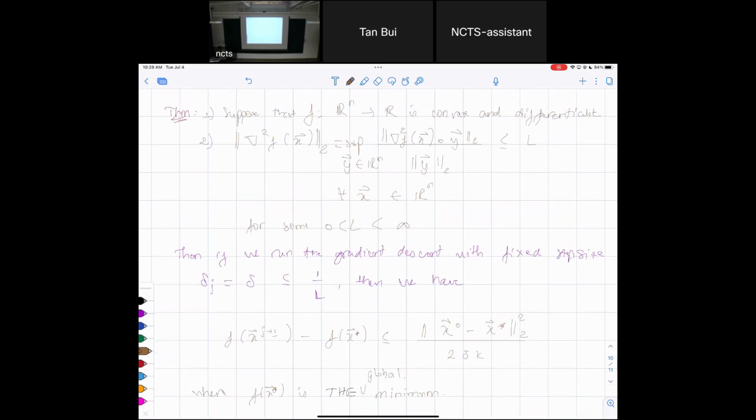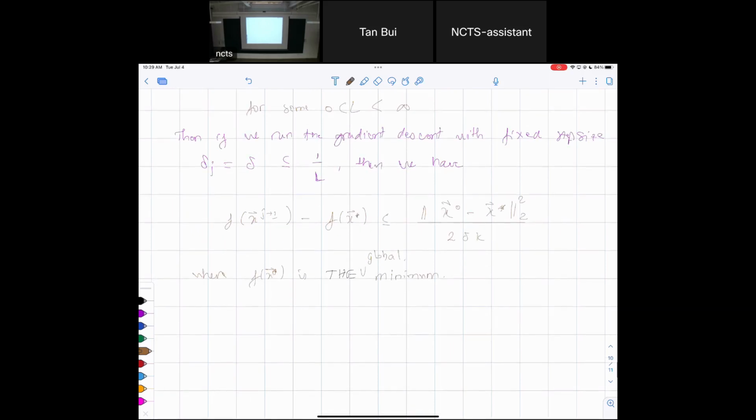Okay, so let's look at it again. f is convex and the second derivative is bounded. Then we run the gradient descent with a fixed step size, right? So to answer your question, that is what the step size looks like. If we use a fixed step size like that, we are sure that it's going to converge. Okay, so let's see how we're going to go about it.